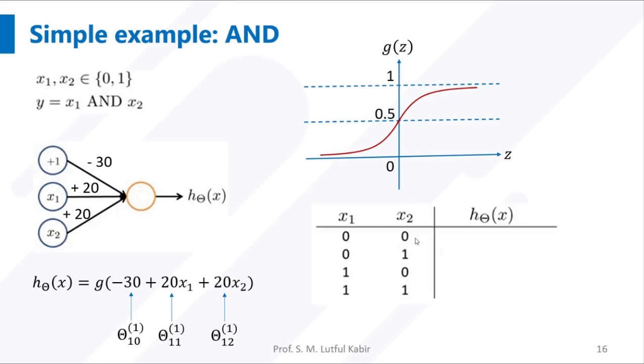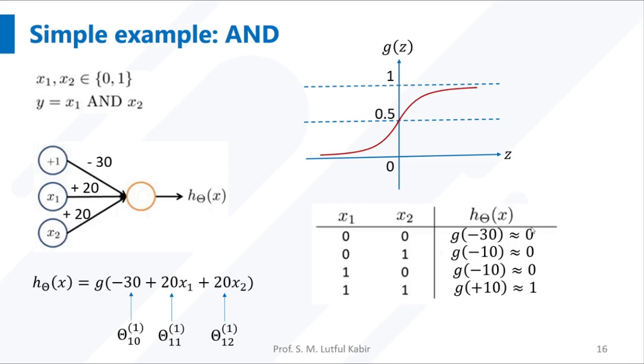So this is a truth table for the AND gate. When inputs are 0, 0, you put 0, 0 there, and then g of minus 30, which is far from the 0, so minus 30 in this direction, so output will be 0. So when you put x1 equal to 0 and x2 equal to 1, then output will be g of minus 10. G of minus 10 is again close to 0. And 1, 0 is again g of minus 10. So this is also 0, but when you put 1, 1, then these two will be plus 20 plus 20, so minus 30 plus 40, which is plus 10. So g of plus 10 is 1.